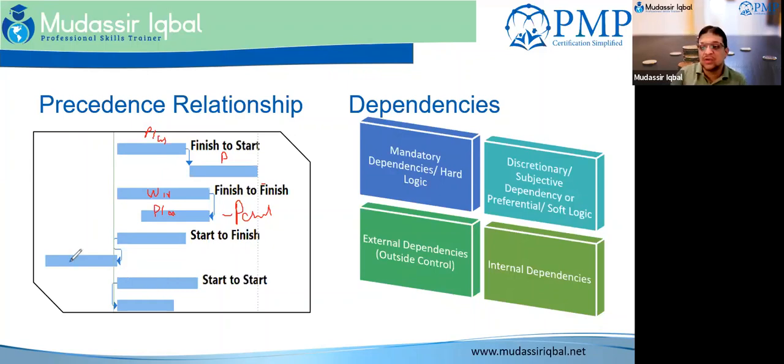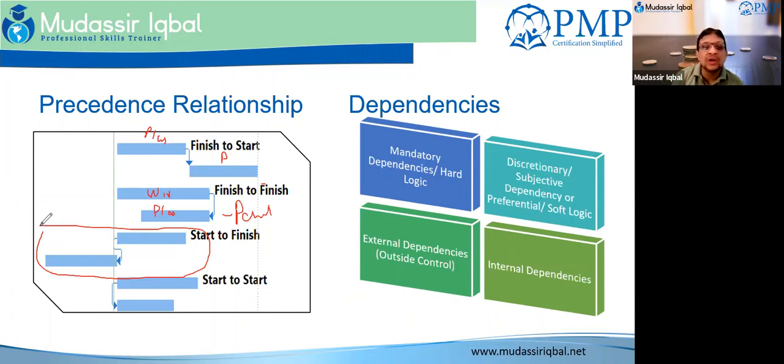Now there is one very unique relationship which is called start to finish. It is a relationship which is very unusual, and at least I have not seen it whenever we create a schedule, and I have created many schedules. It requires that task A start so that task B may finish.